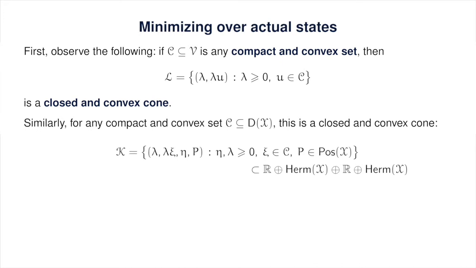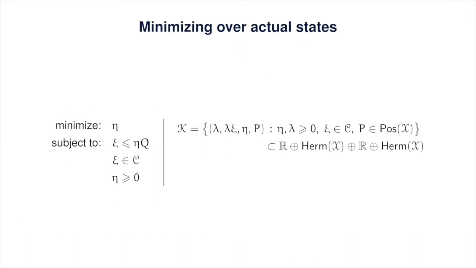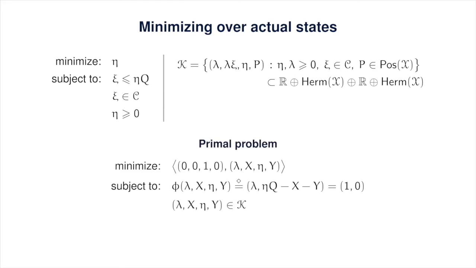And if we squeeze in the statement of the optimization problem we're interested in, you might see how it can be expressed as a conic program over K. We have a variable η that will correspond to the objective function. We have a density operator ξ that's drawn from C, and we have a positive semidefinite operator P that will be useful for expressing the operator inequality between ξ and η times q. To be precise, we can express our optimization problem as the primal problem of a conic program over the cone K, as is written here.